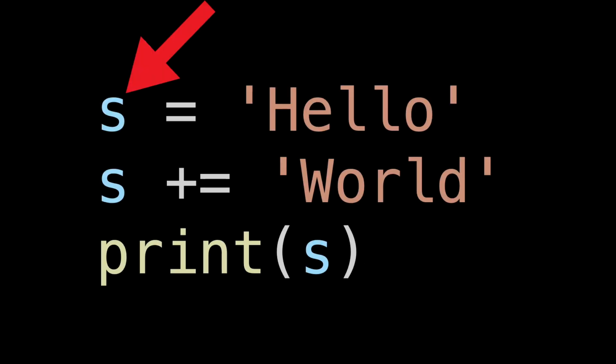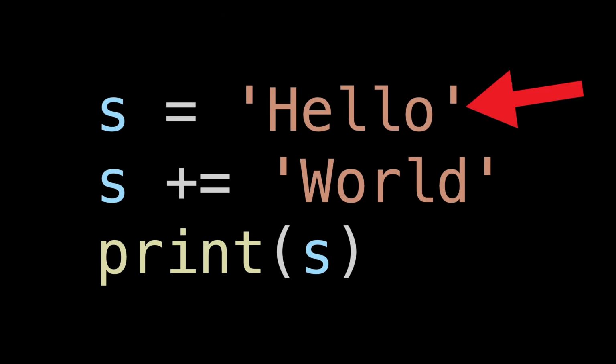Here I have a string s that's going to be assigned the value hello, and then we append onto it the string world, and then what we expect after this is that s is going to be equal to the string hello world. Nothing surprising there. Here's the problem though. This code is absolutely horrible and it's kind of hard to see why.